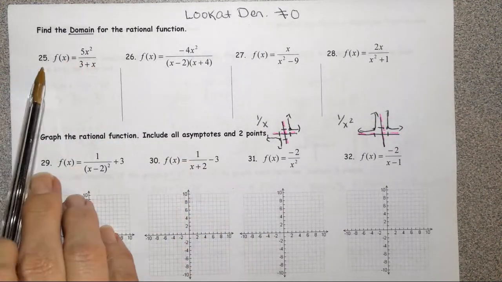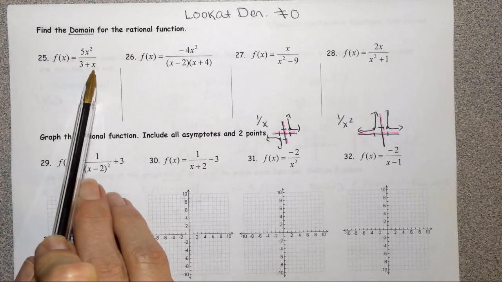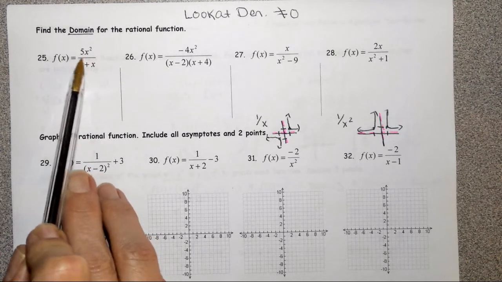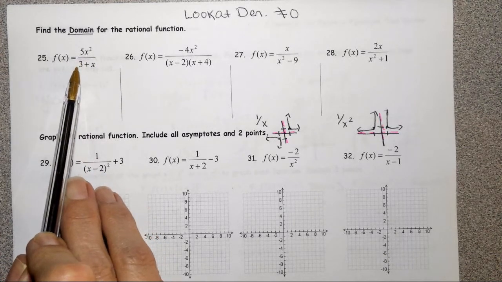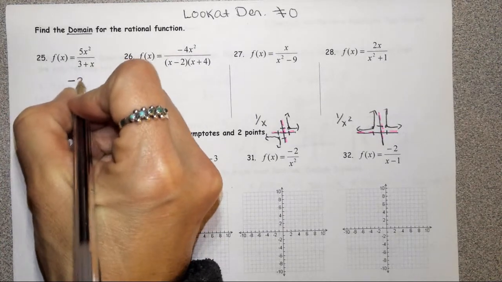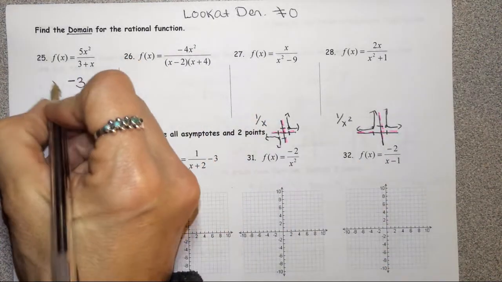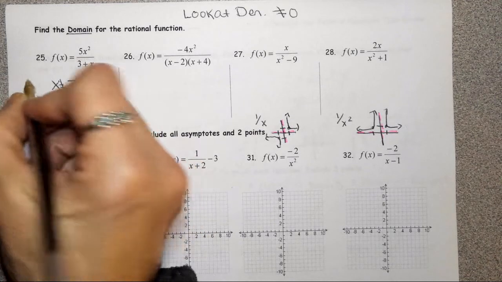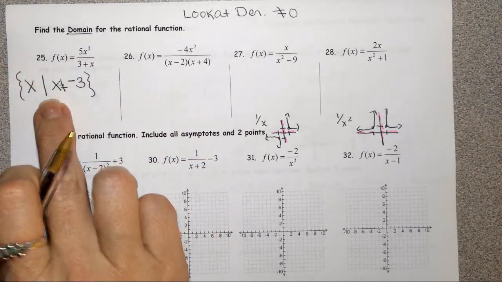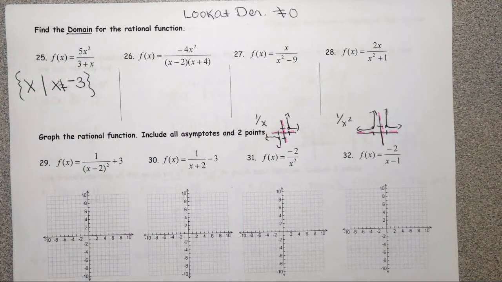So if I'm looking at this first problem, I'm focusing on 3 plus x. And I want to know what would make this number down here turn into a 0. So 3 plus what would be 0? Well, negative 3. The denominator is never allowed to be negative 3. So your domain is all real numbers except x cannot equal negative 3.